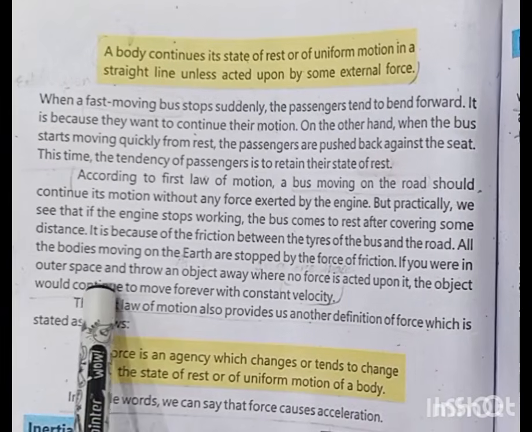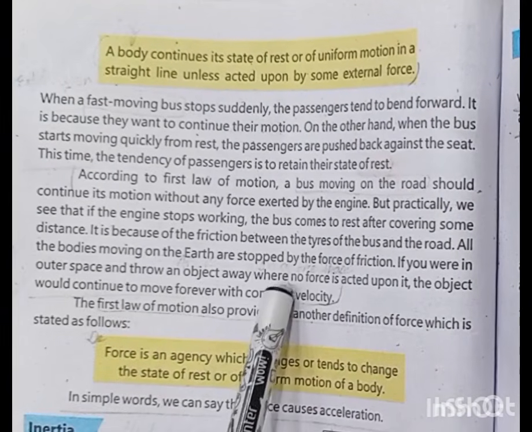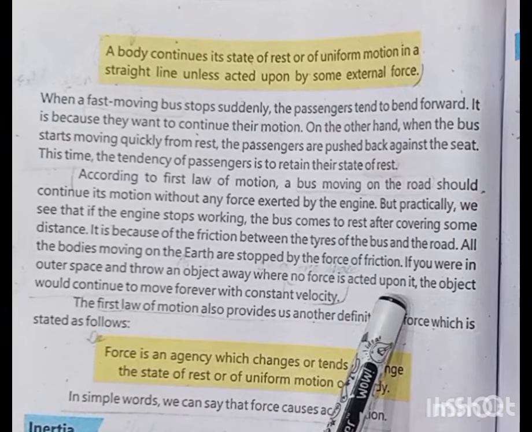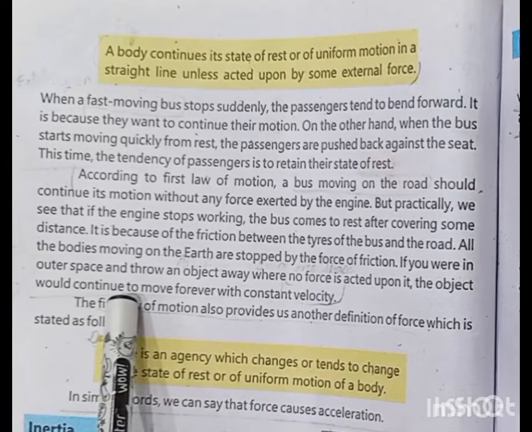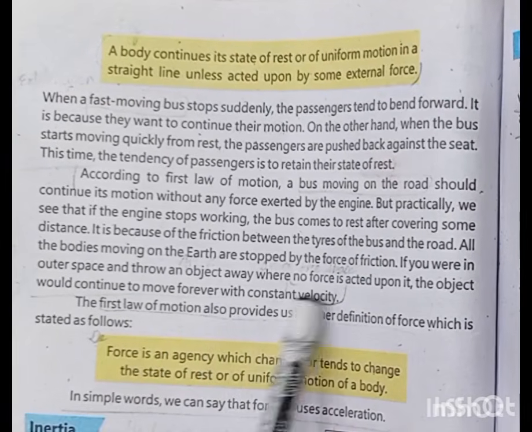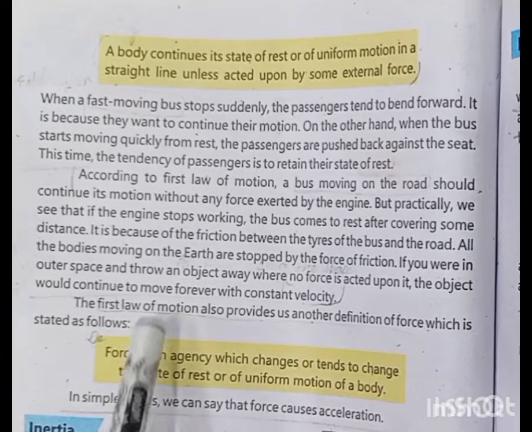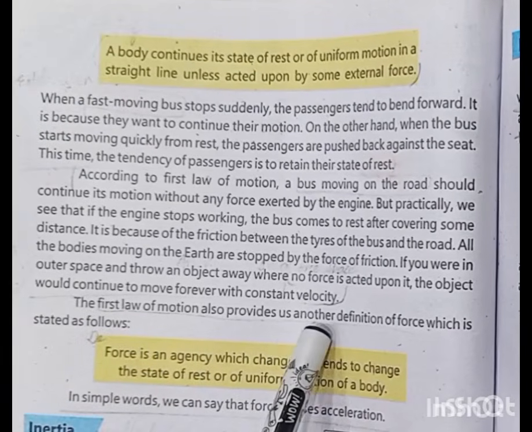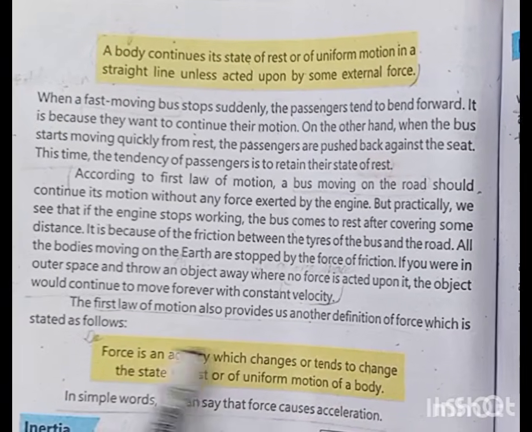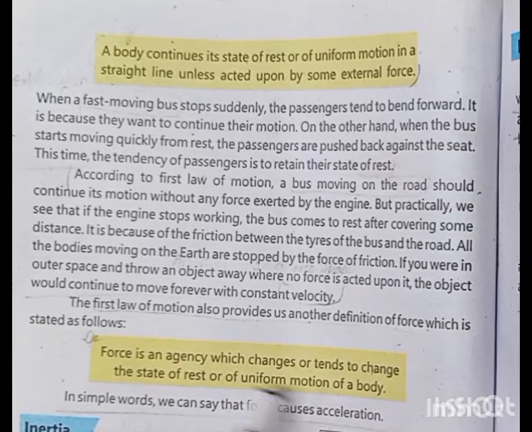If you were in outer space and threw an object away where no force acts upon it, the object would continue to move forever with constant velocity. The first law of motion also provides us another definition. Please underline another definition of Newton's first law.